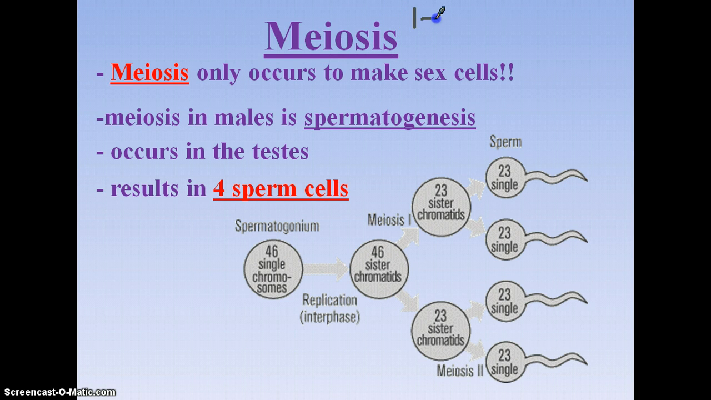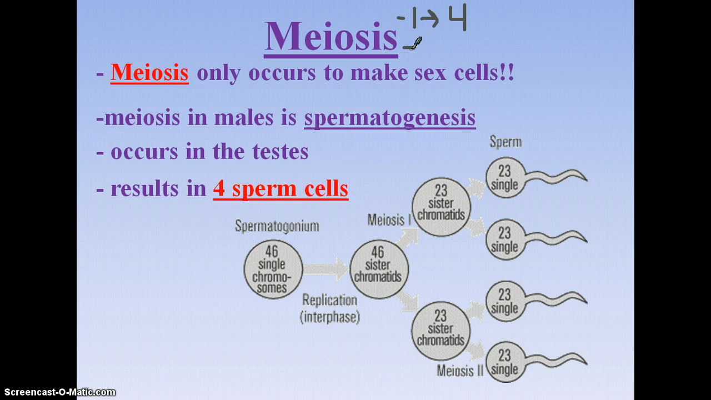Meiosis starts with one cell, as you can see here on the left, and it goes through 2 divisions. The cell splits once, and then each of these cells split again. And we end up with 4 cells at the end of meiosis.